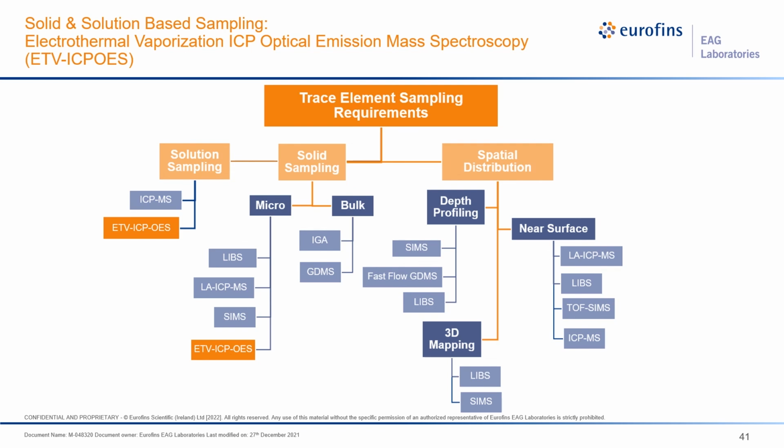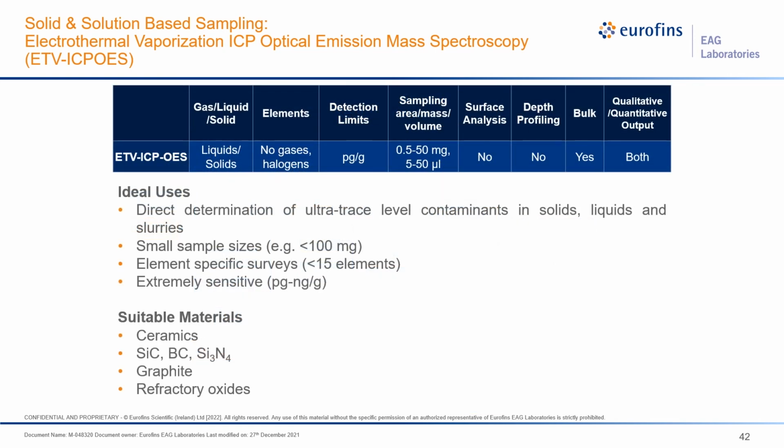Sensitivity is considerably higher than traditional ICP and ICP-OES, however, due to excellent analyte transport efficiencies. This means we can analyze very small amounts and achieve excellent detection limits down to PPT levels. The main limitation for elements is that ETV cannot analyze gases and halogens, but other than that, it has excellent coverage.